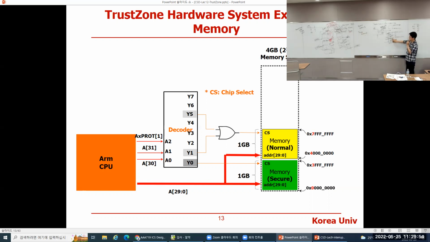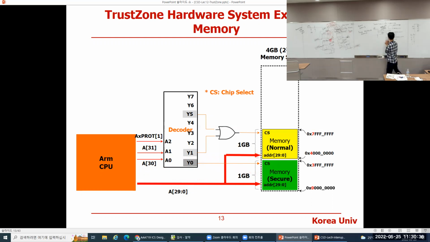Then the first 1 gigabyte is allocated for secure world. So that means address bits 31 to 30, the top 2 bits in the address, should be 0, 0, because you are reading from that memory location. So everything is 0. AXPROT 0, address 0, 0. All 3 bits are 0. Then Y0 is asserted only. Y0 is 1. That is connected to chip select.